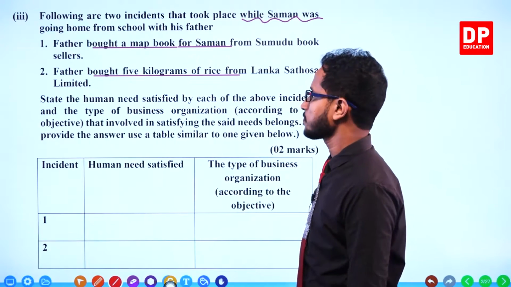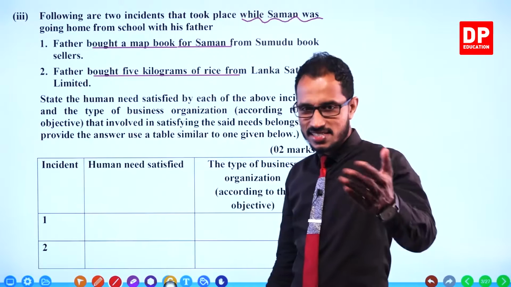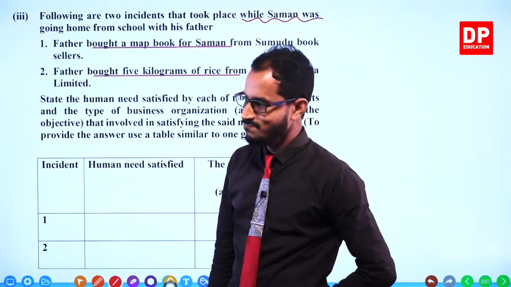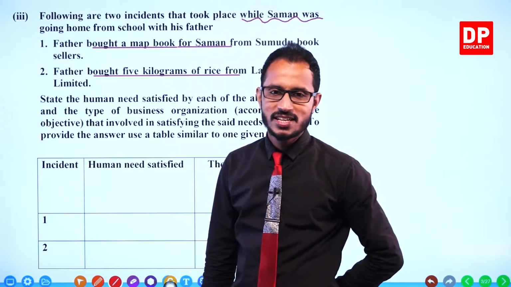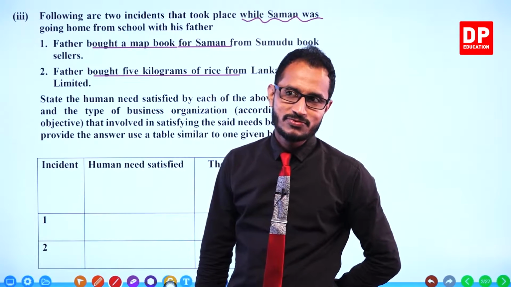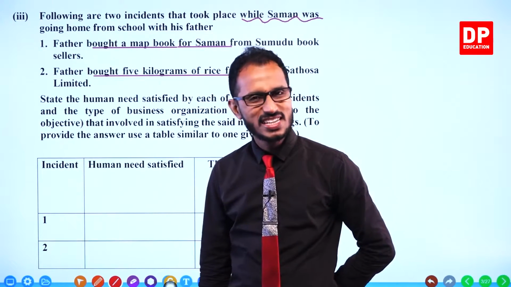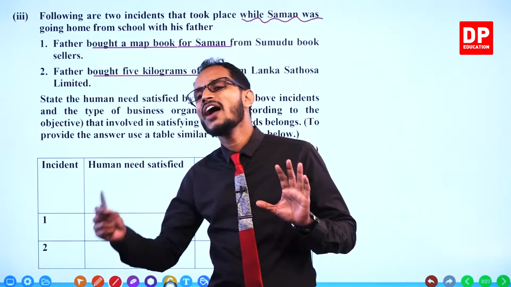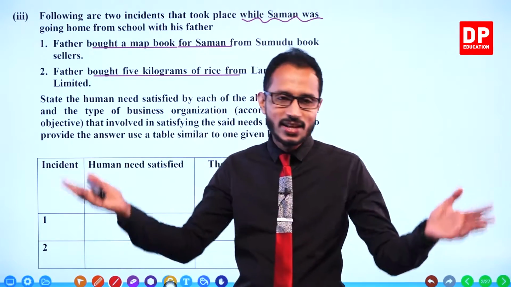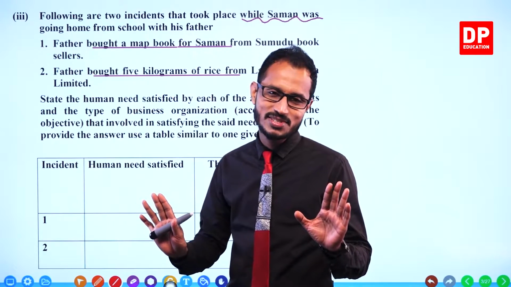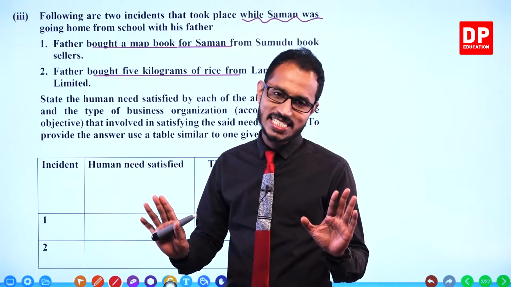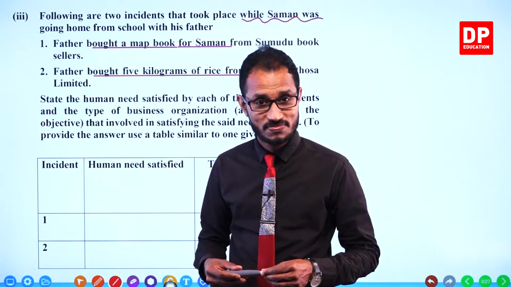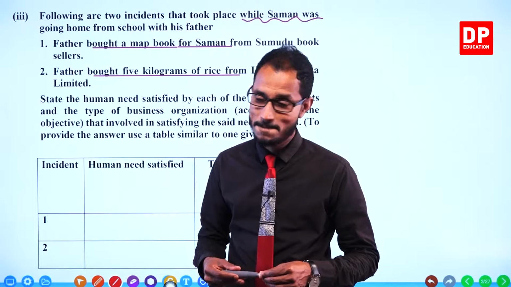Satosa, 5 kilograms of rice. These days in Satosa, they are selling only 5 kilograms of rice per customer. Even though you have money to buy 20 kilograms, you can't buy 20 kilograms. That's called the scarcity of resources, scarcity of goods.